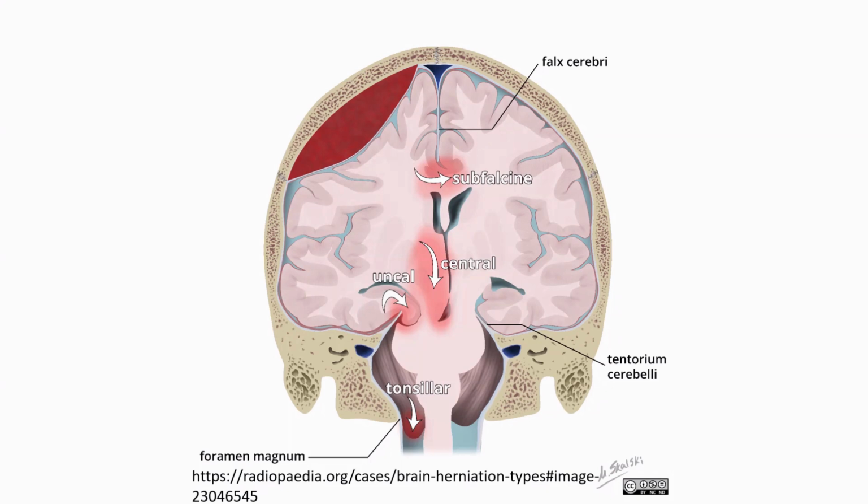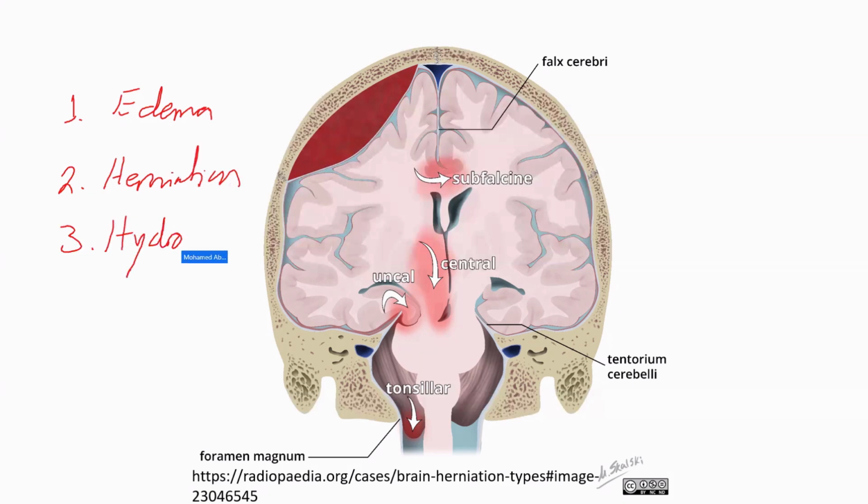Today, we will focus on one of the most important complications of head trauma, brain herniation. In case of head trauma, you should search for any complications. We will summarize these complications. First, brain edema. Second, brain herniation. Third, hydrocephalus. Fourth, encephalocele.